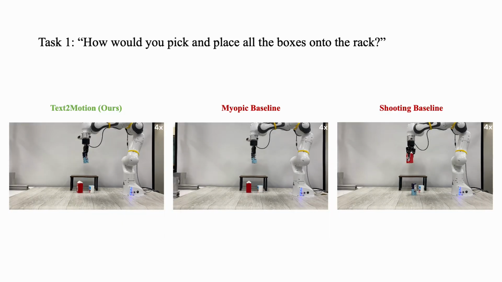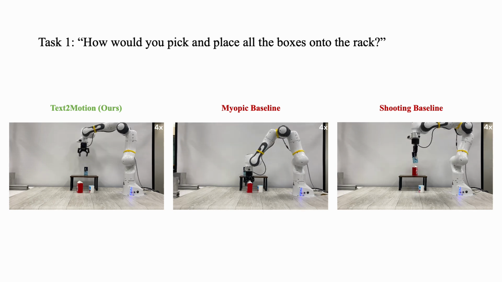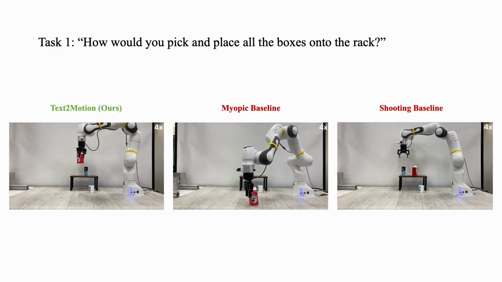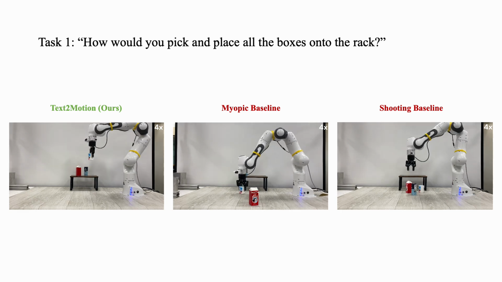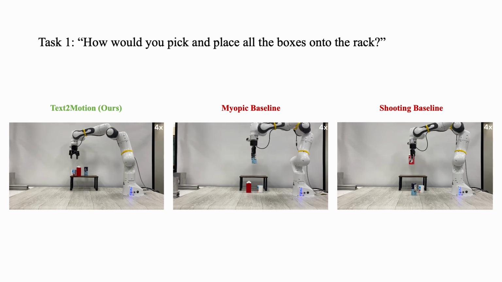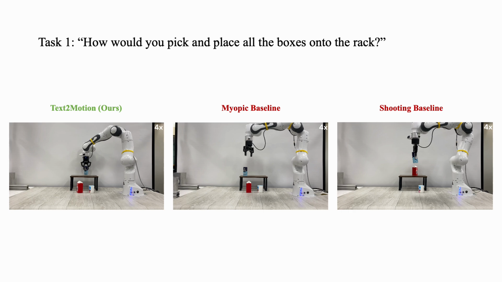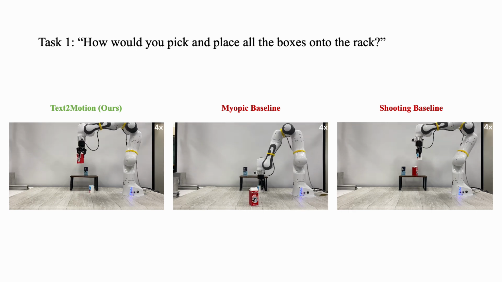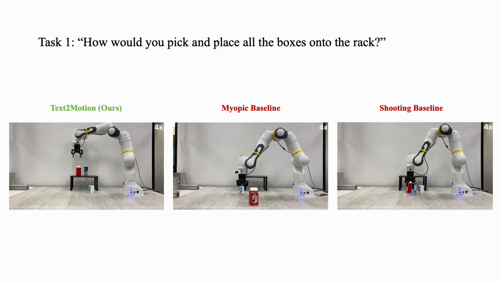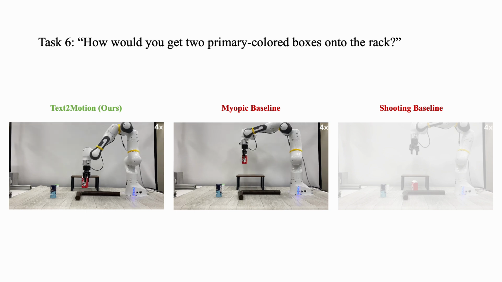We compared Text2Motion with the myopic baseline and the shooting-based planner. Text2Motion performs geometric feasibility planning with the provided skill library to ensure that earlier rack placements enable successful downstream placements. The reactive baseline produces actions with low value scores for the place on the rack skill, and in this case, places the object back on the table instead of on the rack. The shooting planner also completes the task successfully as it predicts a successful skill sequence from the instruction and scene description alone. For this task, we ask the robot to get two primary colored boxes onto the rack.